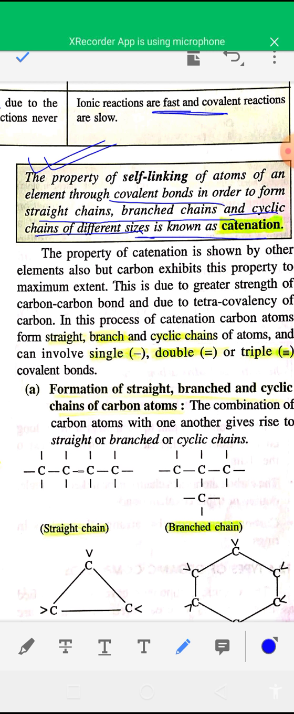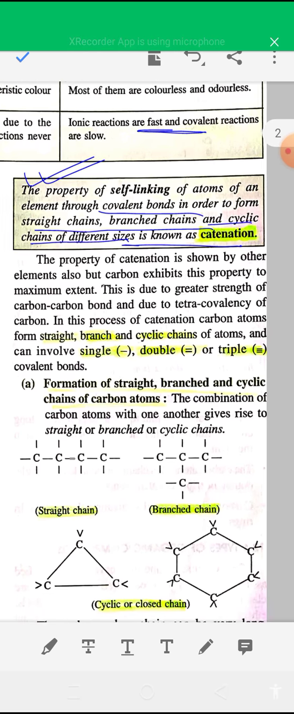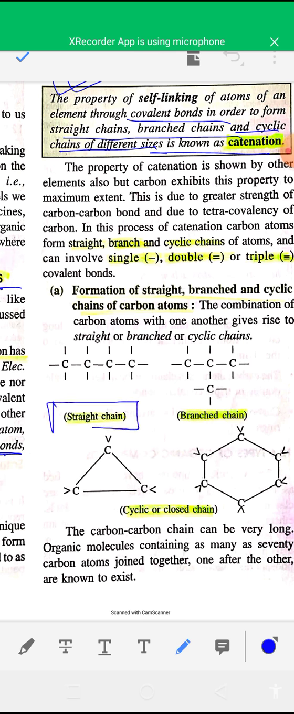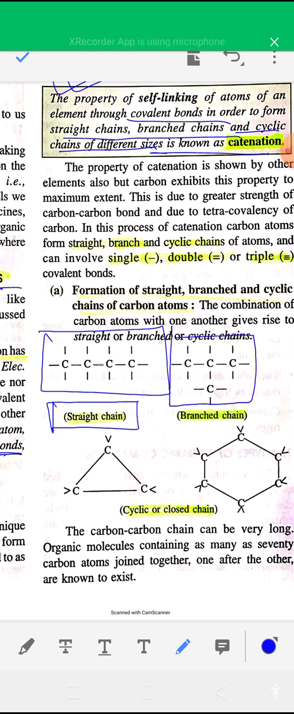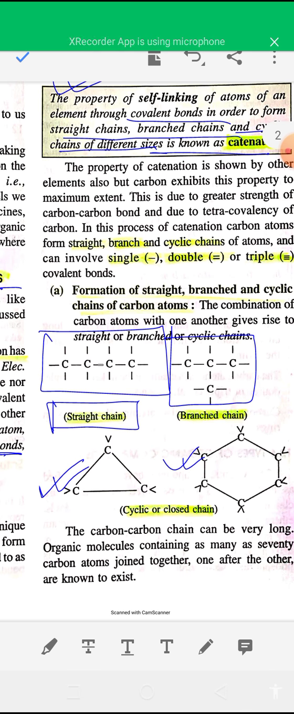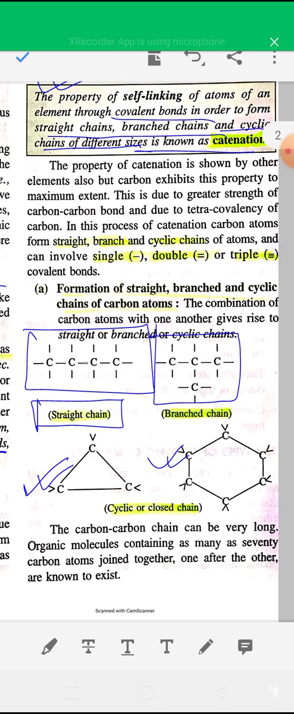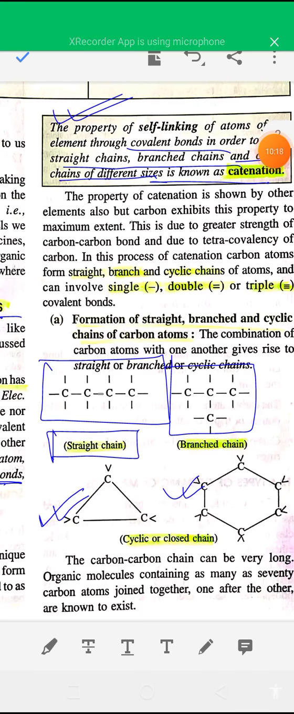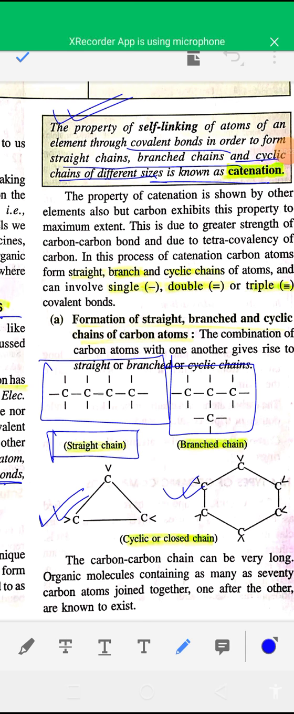The property of self-linking of atoms of an element through covalent bonds to form straight chain, branch chain, and cyclic chain of different sizes is known as catenation property. Due to catenation property, carbon can form this type of straight long chain, as you can see, or this type of branch chain, or cyclic compounds of different sizes. This is a special type of property of carbon.